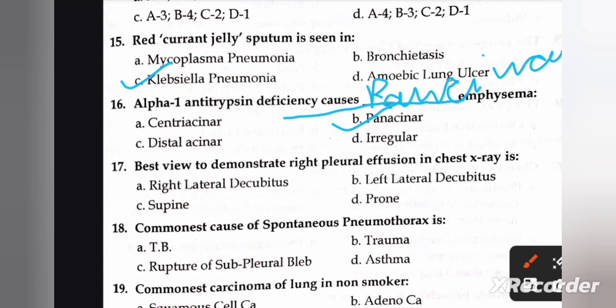Next question is best view to demonstrate right pleural effusion in chest X-ray is A right lateral decubitus, B left lateral decubitus, C supine and D prone. The right option is right lateral decubitus. Commonest cause of spontaneous pneumothorax is A TB, B trauma, C rupture of subpleural bleb and D asthma.